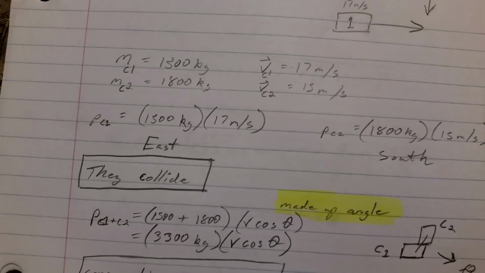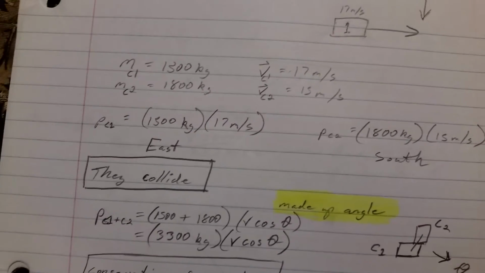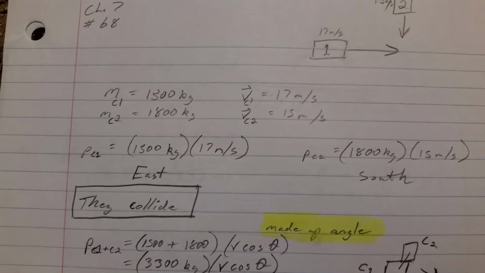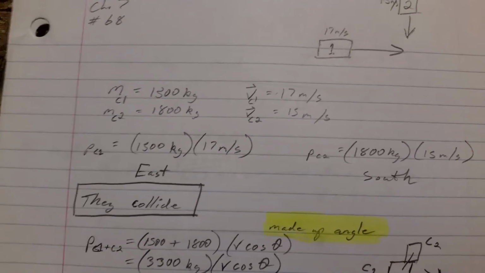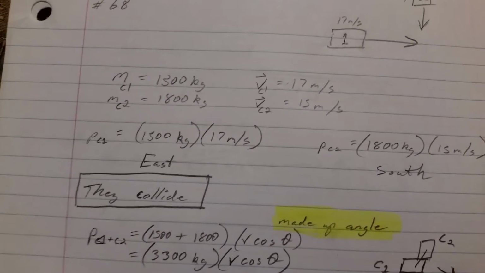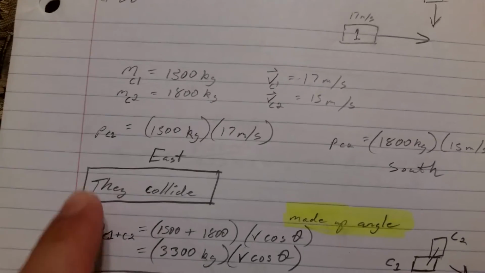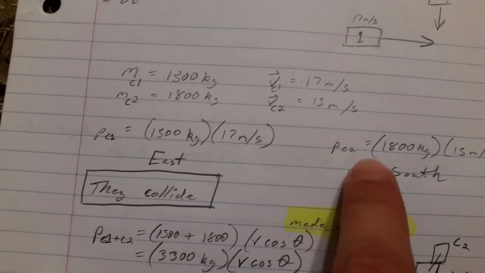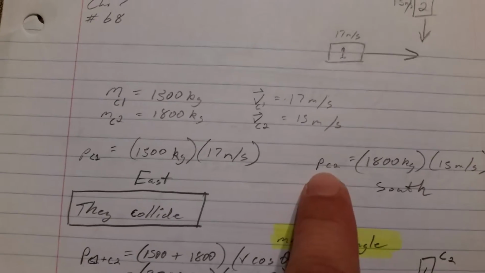So before the collision, we know their masses and we know how fast they're going. So we know each of their momentums, their initial momentums. Car 1, car 2, that's P, car 2.